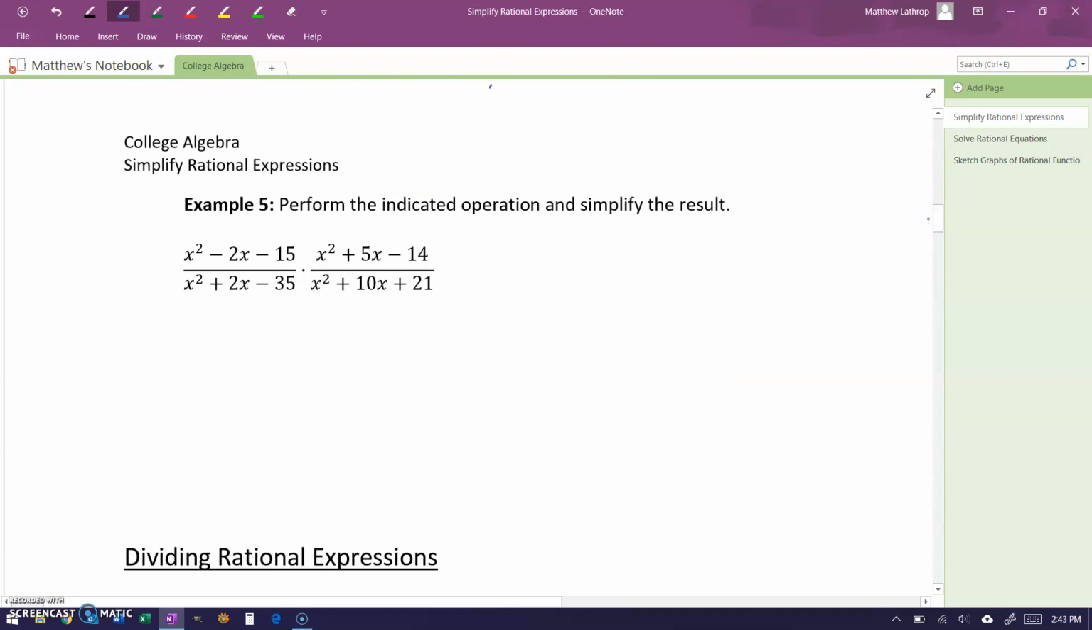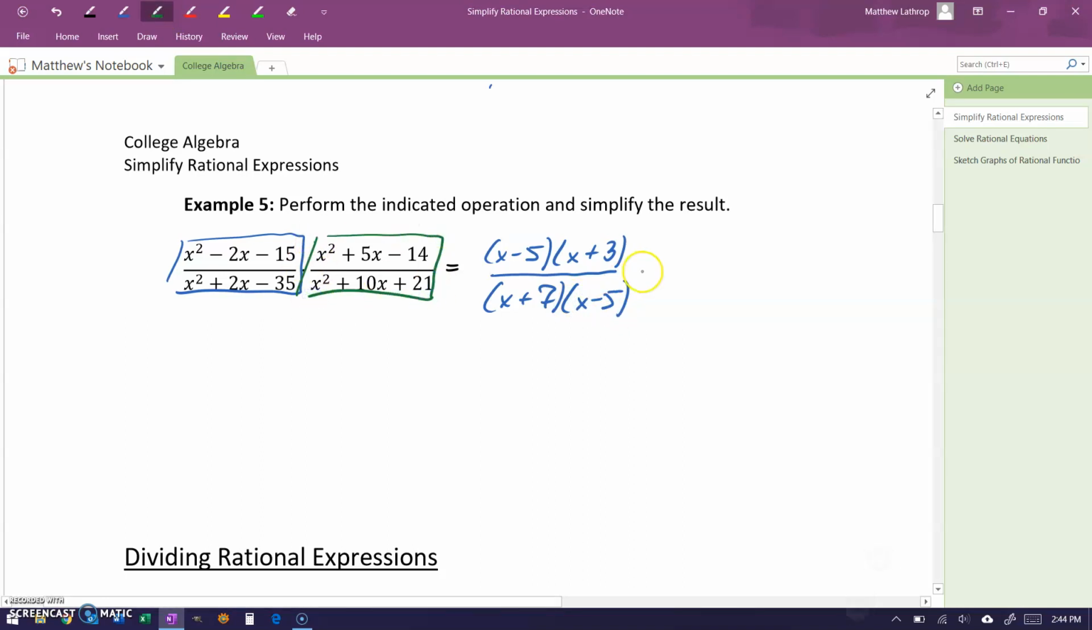In example 5, we'll take exactly the same approach. We'll begin by factoring the first rational expression, which will factor as x minus 5 times x plus 3, all over x plus 7 times x minus 5.